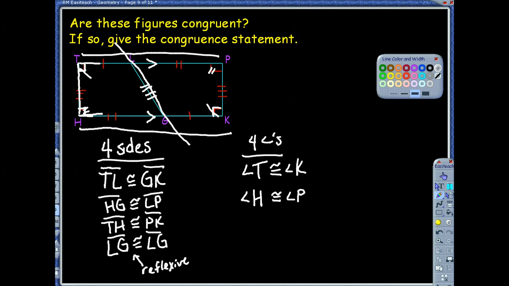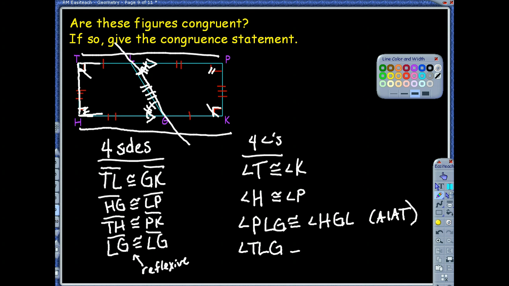Yes. So angle PLG is going to be congruent to angle HGL. We have to name with all 3 letters because there's more than one angle at that vertex. And the reason is the alternate interior angle theorem, so I'm going to add that on there. That's going to be the same reason for my other set. Angle TLG is going to be congruent to angle KGL, and that's because of alternate interior angles.